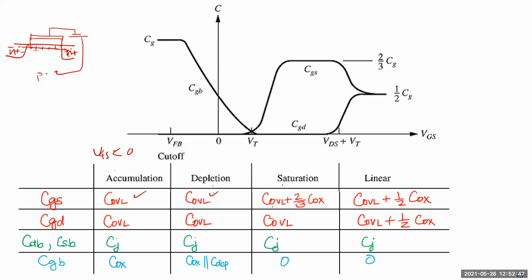Okay, so question from Srishti Rani is, why are we taking half Cox? Yeah, I mean, it's an approximation. Even in the real model, as I said, the channel actually looks like a resistor.